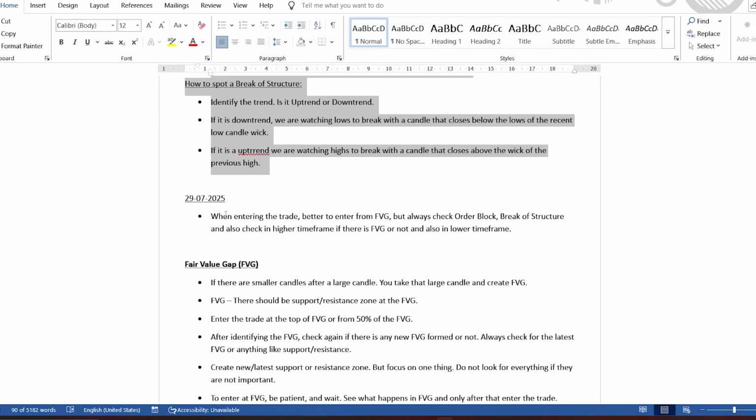Okay, now next, when entering the trade, it is better to enter from FVG, but always check order block, break of structure, and also check in higher time frame if there is FVG or not, and also in lower time frame. So I don't enter like this nowadays. I don't enter like this, but about the FVG.